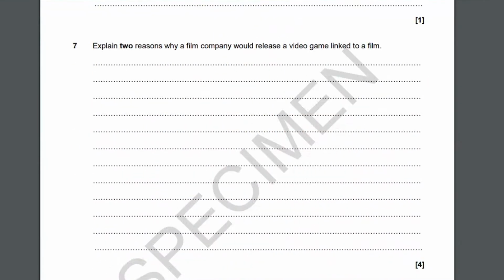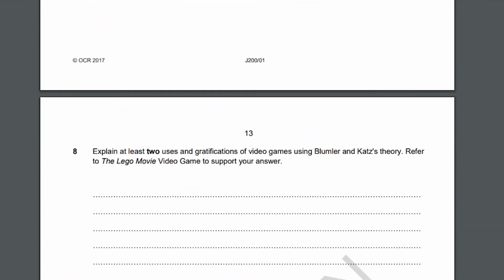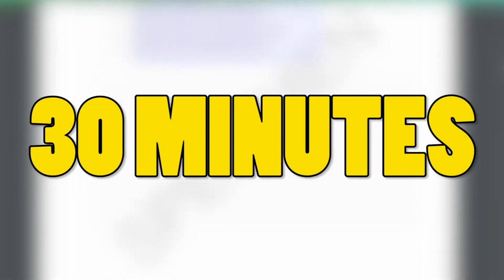There are 4 questions in section B, ranging from 1 markers to 10 markers. And again, you should give yourself 1 mark per minute. So spending roughly around 30 minutes on this section.